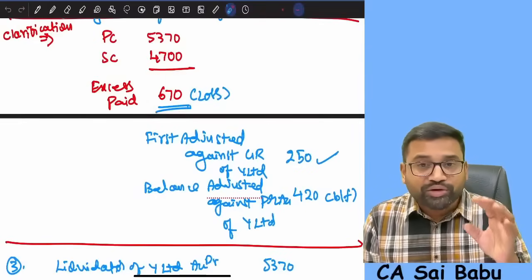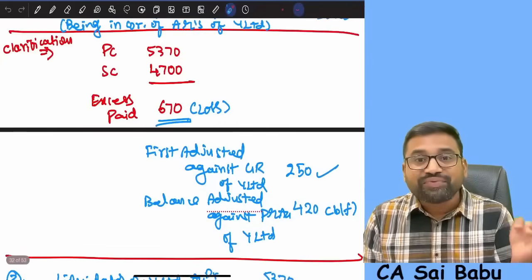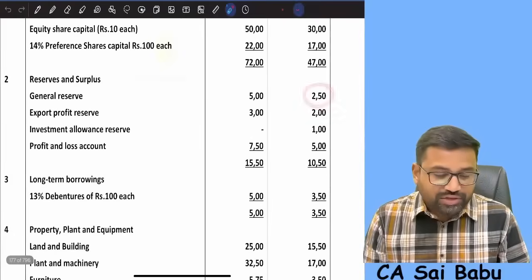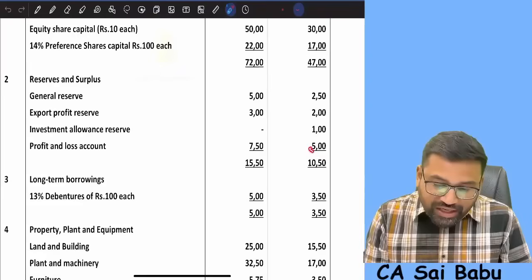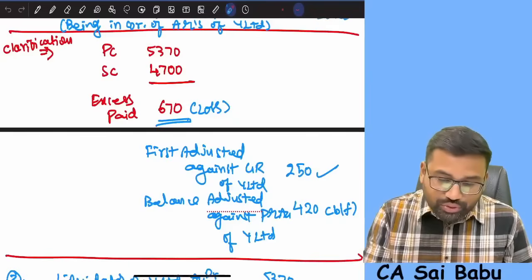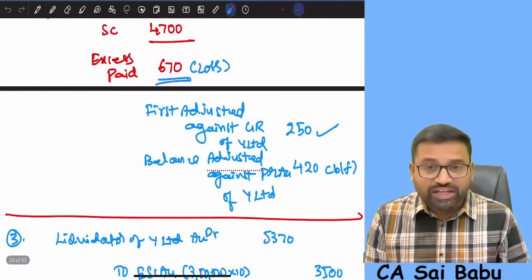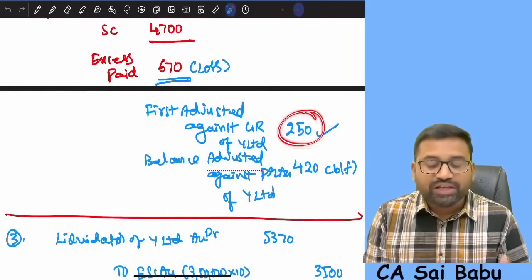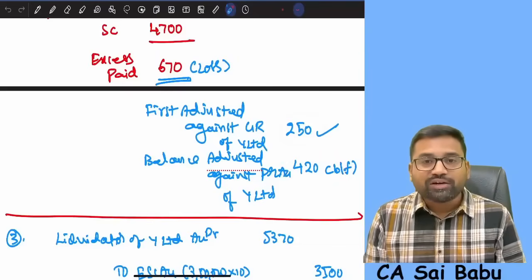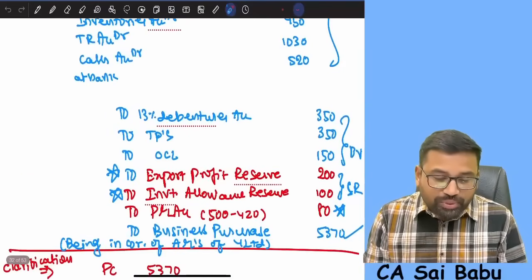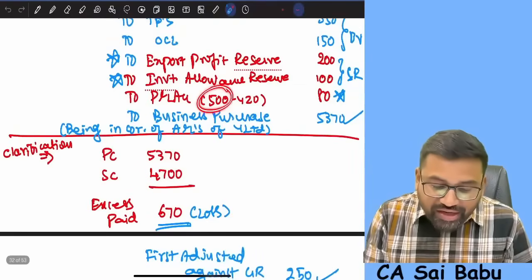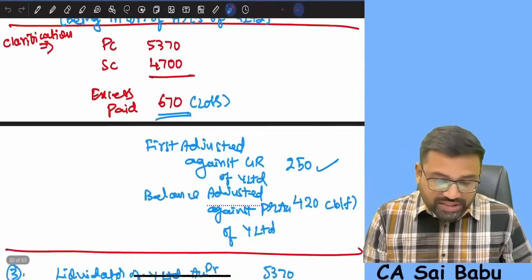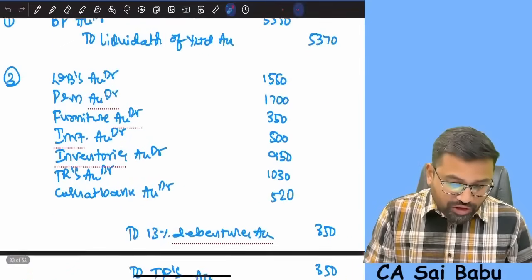Now what we need to do, I told you, this loss is first adjusted against the free reserves of the transfer company. What are the free reserves of the transfer company? General reserve is there, 250, adjust. Next, P&L account is there, 500, adjust. So this 670 loss, first we adjust against the free reserves of the transfer company, general reserve 250, not sufficient. Then we adjust against the P&L account. So this is how the incorporation will be done. Now from the 500 P&L account, if I adjust 420, only 80 will be incorporated. This is incorporation in case of the pooling of interest method, sir.